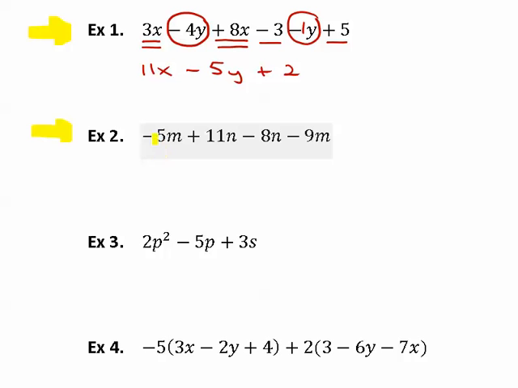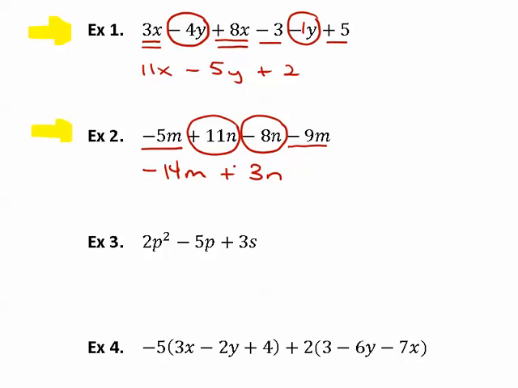So example number 2, let's take a look at that one. We have an m term, let's go ahead and underline that. It's a negative 5m, and down at the end the last term is also an m term. So negative 5m with negative 9m make a total of negative 14m. And then the middle two are both n terms. One's a positive 11n, the other one is a negative 8n. Well, that's a total of a plus 3n.